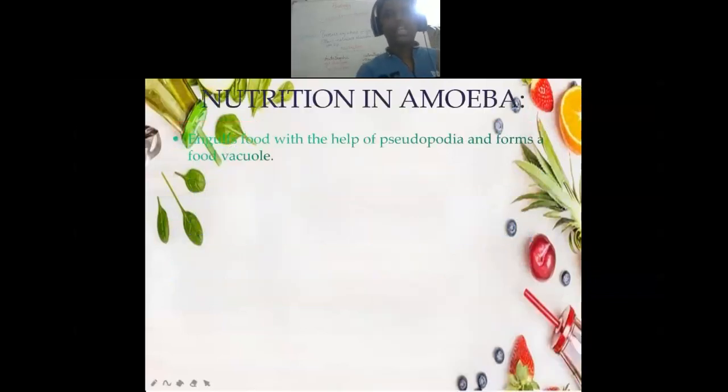So nutrition in amoeba. Amoeba is a small aquatic organism. This amoeba also follows the 5 steps of taking food, the same as we had in the previous slide.